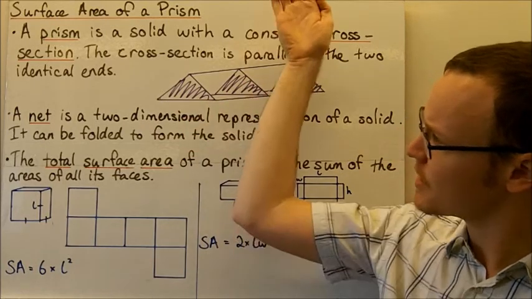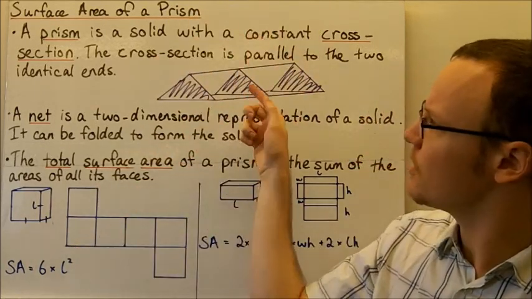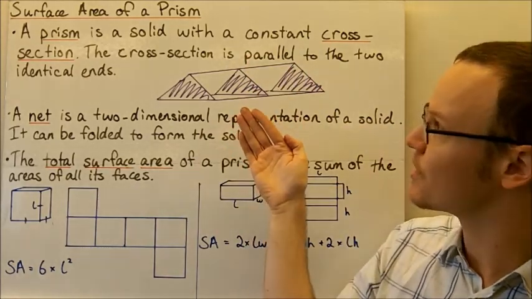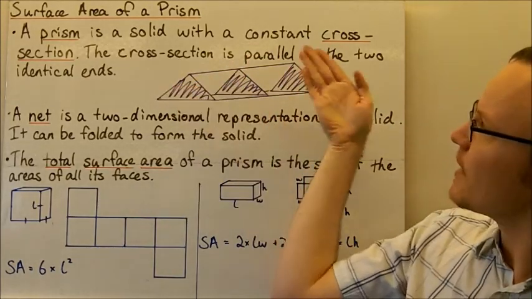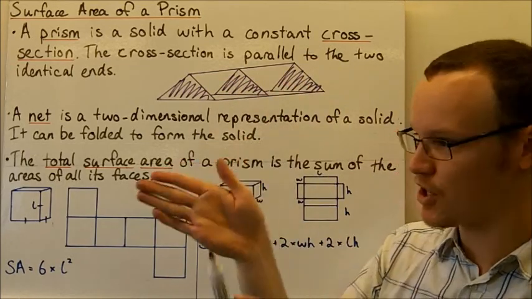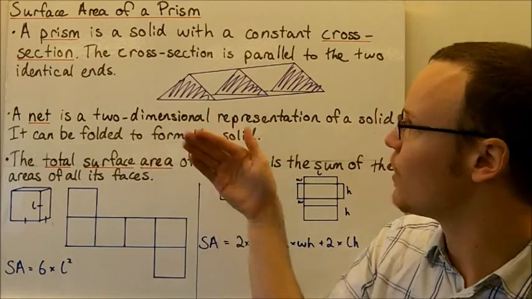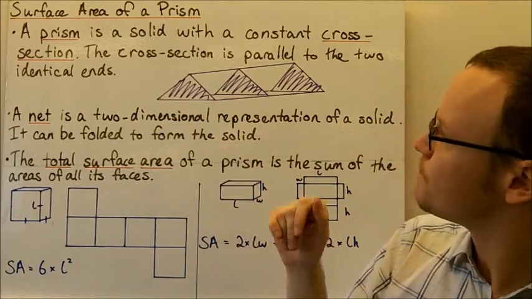The cross section is what we would get if we were to slice all the way through it. We would get the same triangle shape, the exact same triangle shape. And those ends are parallel to each other. Every cross section is parallel to one another. They all line up to make up the solid.